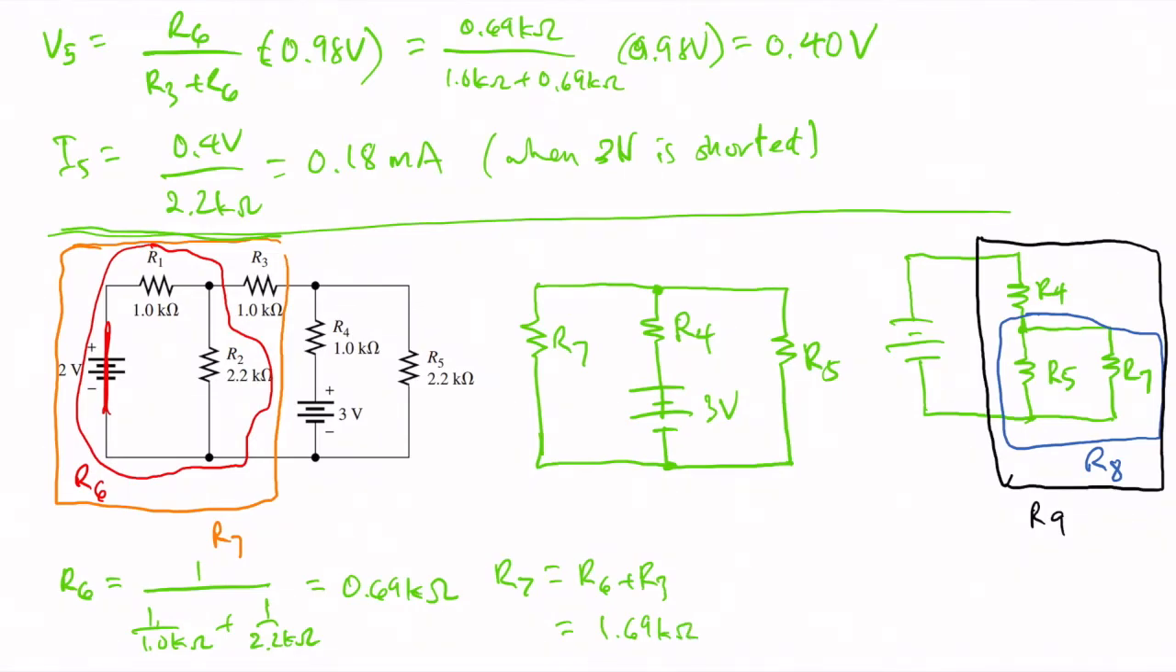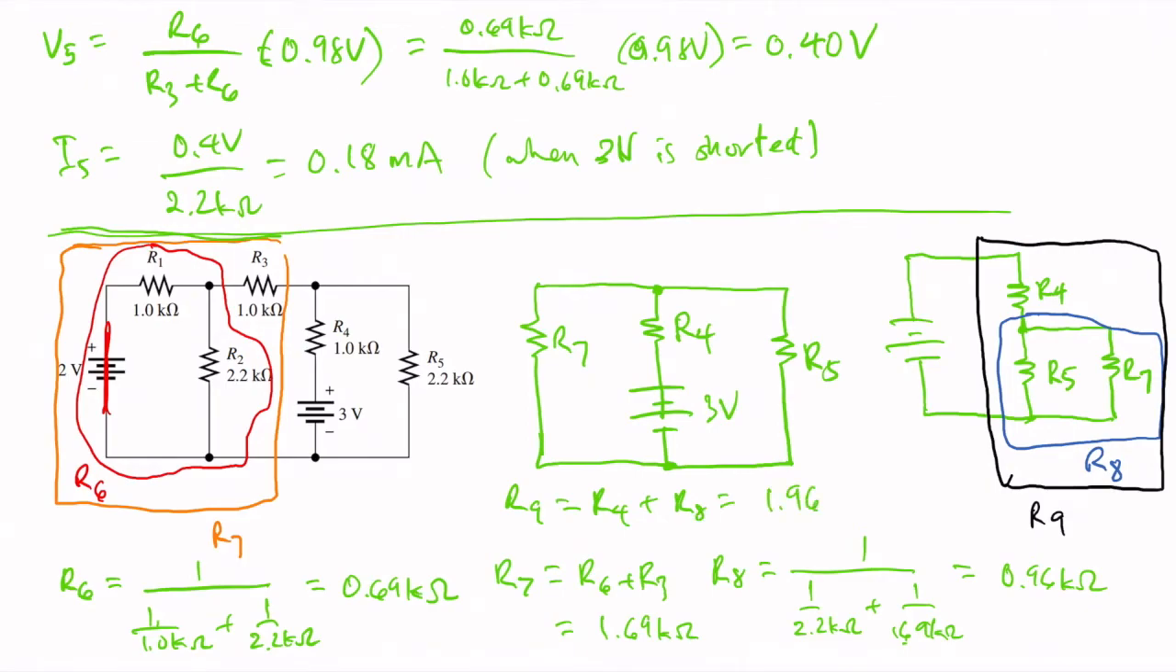And then R8, as you see from here, is a parallel combination of R5 and R7. So R8 equals 1 over 2.2 kilo ohms plus 1 over 1.69 kilo ohms. And that will give us 0.96 kilo ohms. Okay, and then finally R9. We'll put R9 here. It's just R4 plus R8, which means that since R4 is 1 kilo ohm, this will be 1.96 kilo ohms.